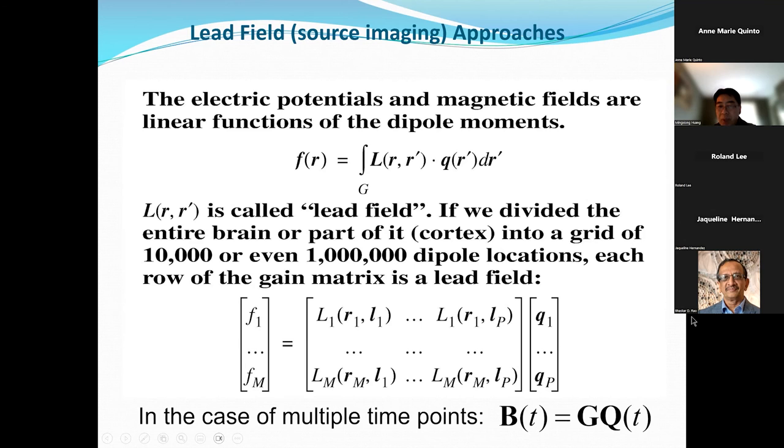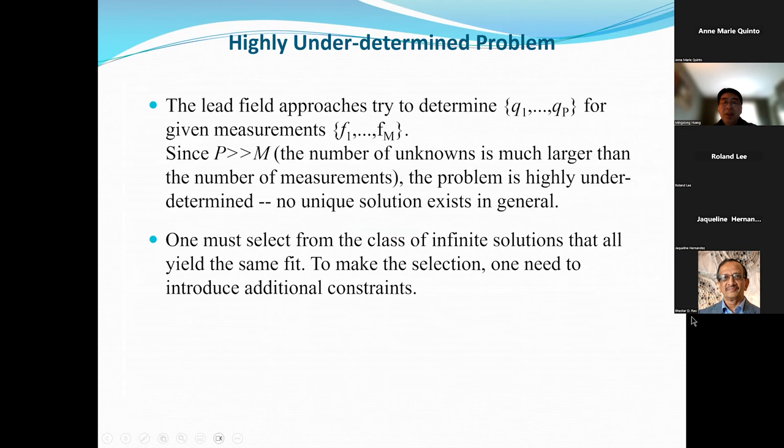But the problem becomes complicated, because now I only have 306 measurements or 306 equations, but I have 10,000 times two or 20,000, or 1 million times two, 2 million unknown variables to solve. So the number of unknown variables is much, much larger than the number of measurements or equations. Your math professor will tell you, hey, you're crazy. You don't have enough equations to uniquely solve those unknown variables. That's exactly the case. The problem becomes ill-posed, and there's no unique solution when you take this approach.